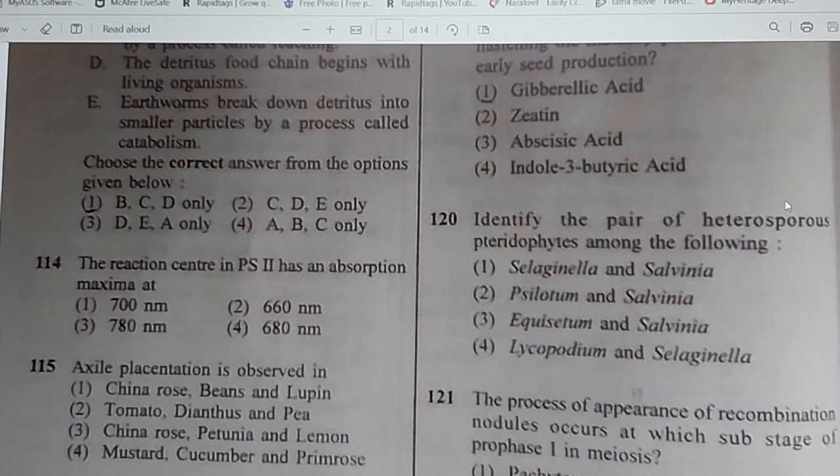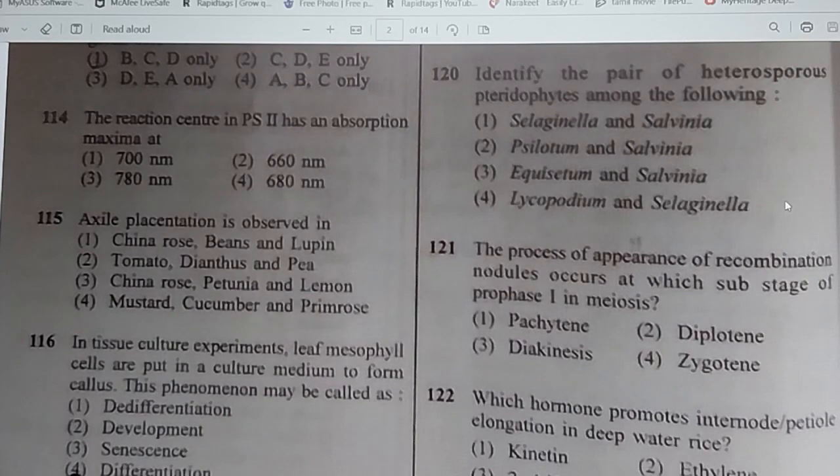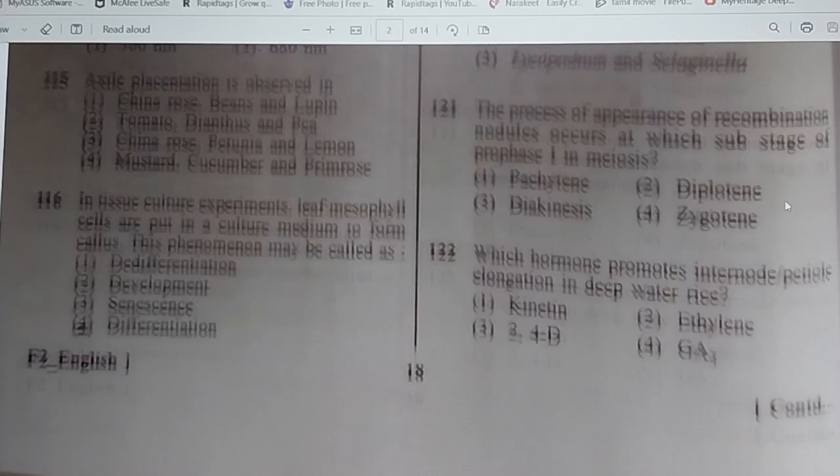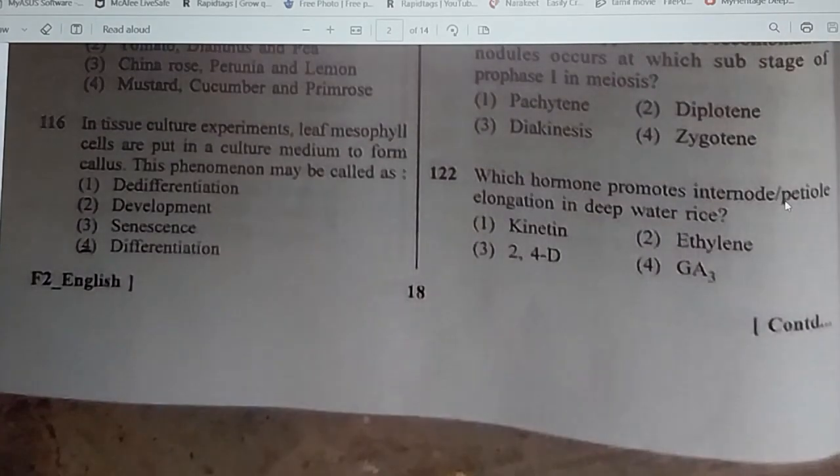120. Identify the pair of heterosporous pteridophytes: Selaginella and Salvinia. The process of appearance of recombination nodules occurs at which stage of prophase 1? Yes, it is pachytene. You all know crossing over takes place there, so recombination is also there. 122. Which hormone promotes internode elongation? GA3 is the correct answer, which is option 4.